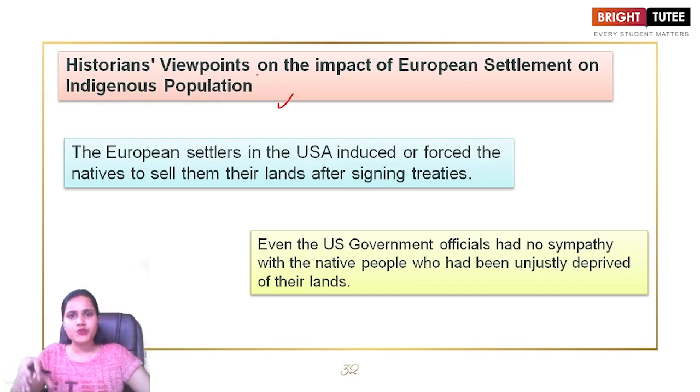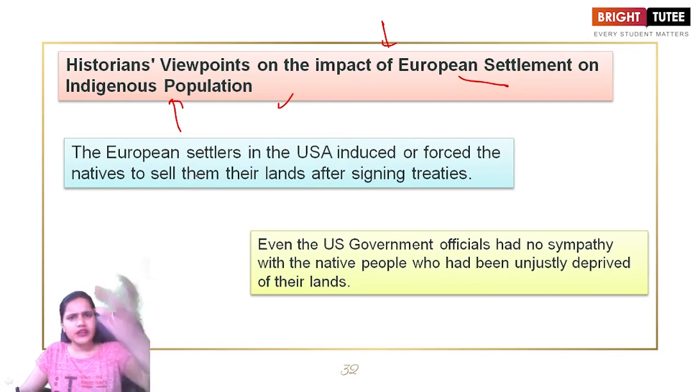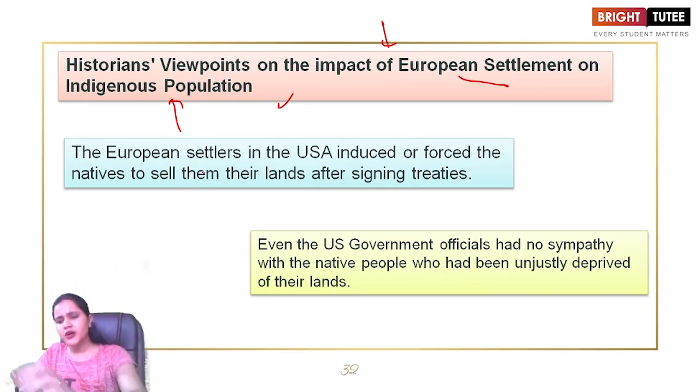Somewhere this is the grayish part in which we have our own perception, by reading all the available sources around us and trying to objectify things on that basis. So when we are talking about historians, they also had their own viewpoints on the impact of European settlement that was happening on the indigenous population. European settlers in the USA induced or forced the natives. Certain things were quite visible through the sources that were available from the region here.